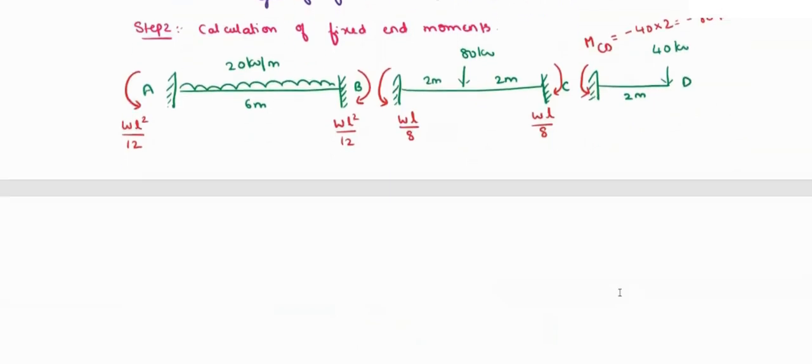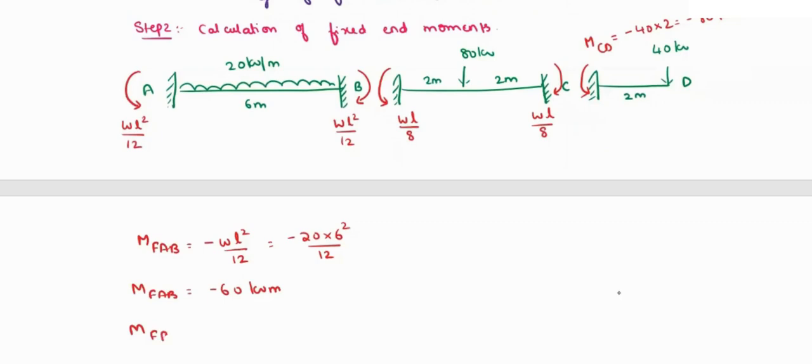Now coming over here, I am going to calculate the fixed end moments. Here MFAB will be equal to, this way it is in anti-clockwise direction. As per sign convention, it is minus WL square by 12. That is minus 20 into 6 square by 12. So what is your MFAB value? MFAB will be equal to minus 60 kilonewton meter.